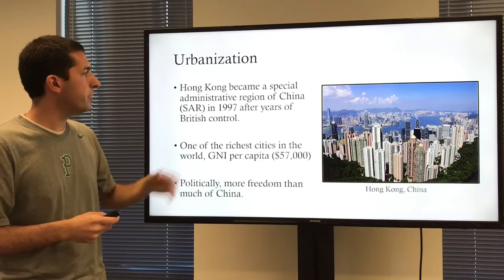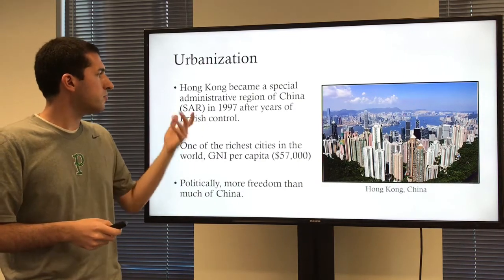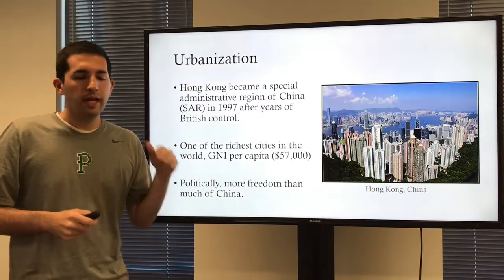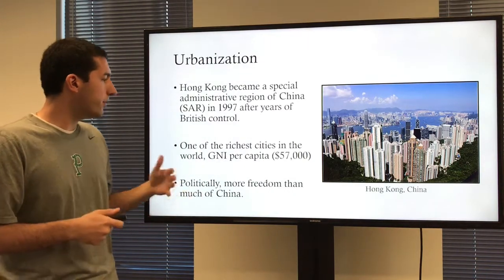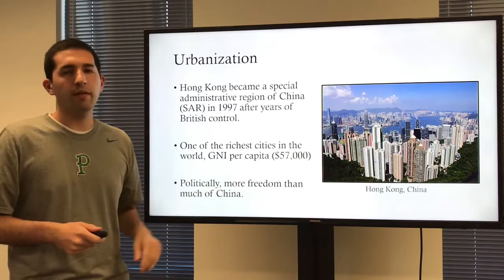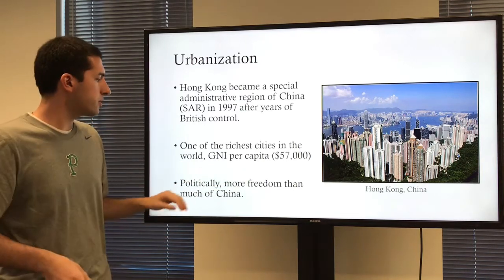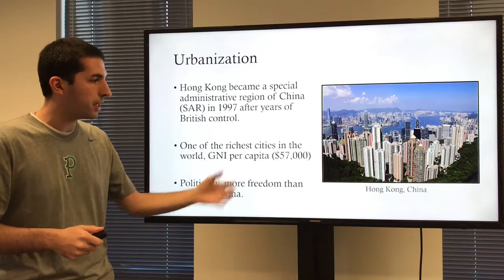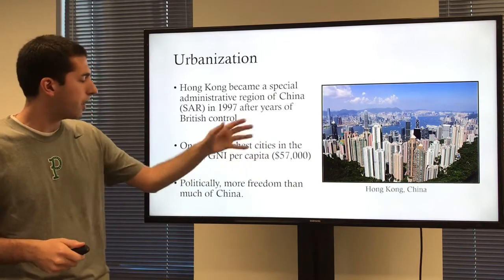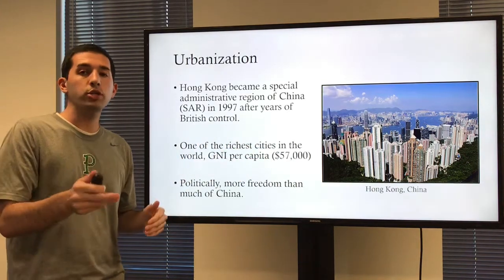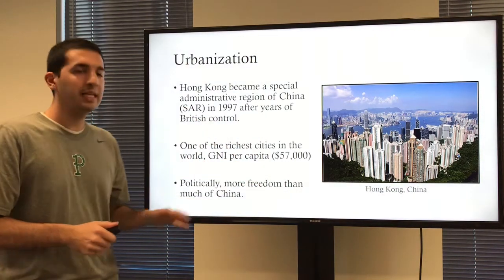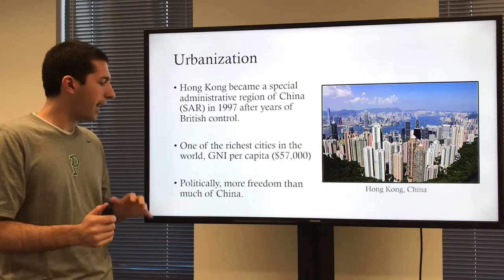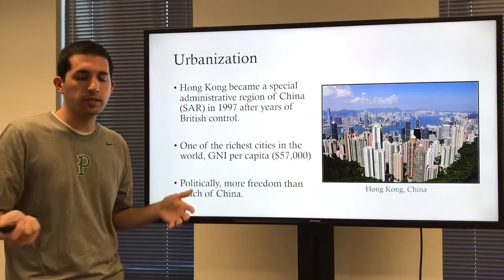Hong Kong became a special administrative region of China, a SAR, in 1997 after years of British control, from a very historical perspective. One of the richest cities in the world with $57,000 US for its gross national income per capita. You see a picture there. It's on the coast in the southeastern portion of East Asia, southeastern portion of China itself. Politically, it has more freedom than much of the rest of China.